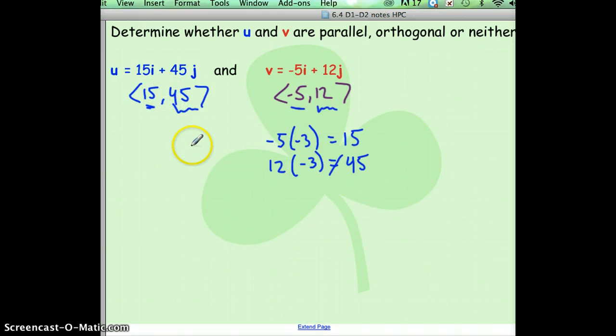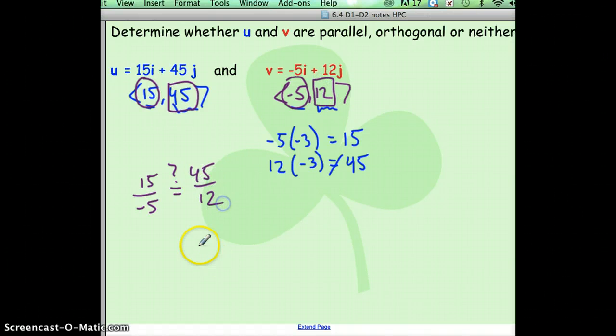Another way you could think about it, if you don't want to have to sit there and think about what would multiply, you could take the 15 and the -5 and divide them, and then ask yourself, is that the same thing as 45 divided by 12? Would they have that same ratio? And these don't, so they're not parallel.